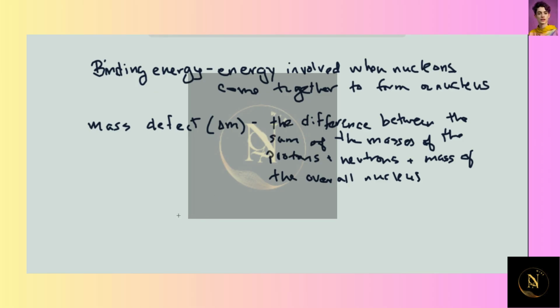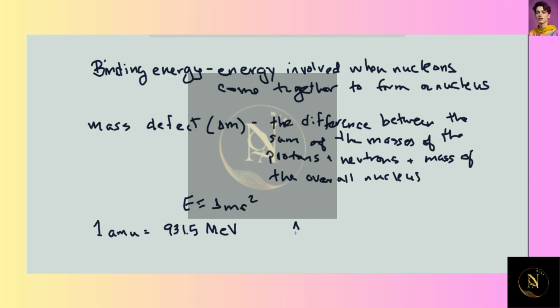Mass defect is related to energy by Einstein's equation, E equals the change in mass times the speed of light squared. And so the binding energy comes from this difference in mass. We can measure the mass in atomic mass units, and the relationship between atomic mass units and energy is that 1 AMU is equivalent to 931.5 mega electron volts.